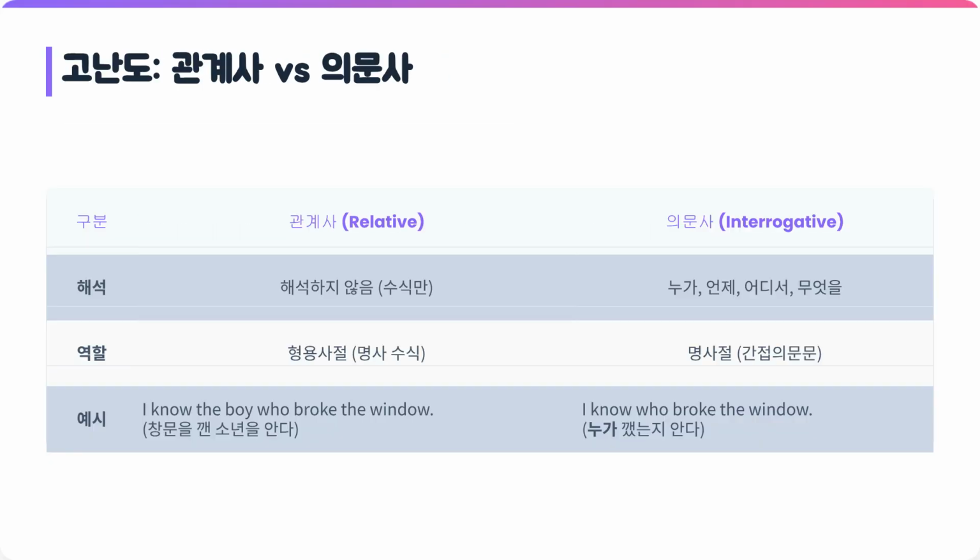A high difficulty distinction is between relative pronouns and interrogative pronouns. Relative pronouns are not interpreted and modify the noun, functioning as an adjective clause. Interrogative pronouns are interpreted as who, when, where, what, and function as a noun clause or indirect question.